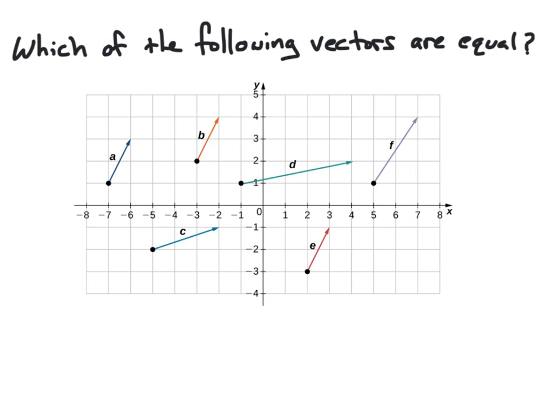In this example, we want to determine which of the following 6 vectors are equal. We have vectors a, b, c, d, e, and f sketched here in the plane, and we want to know which of them are equal to each other. You can pause the video and try this example yourself, then resume the video to see the solution in a few seconds.